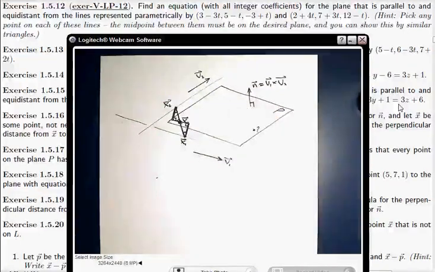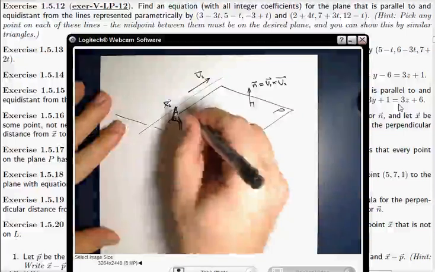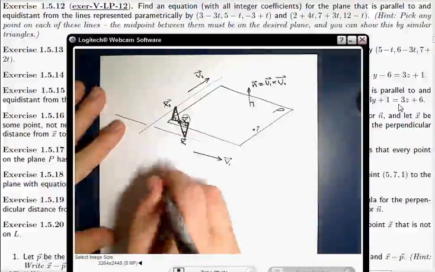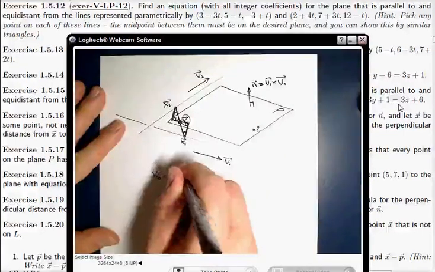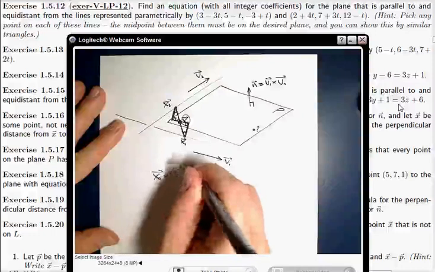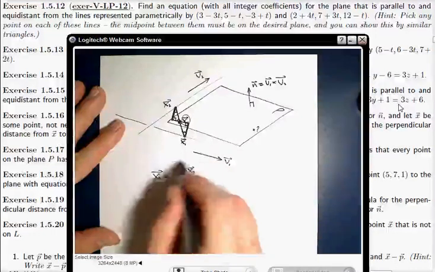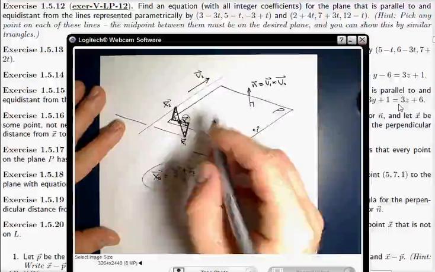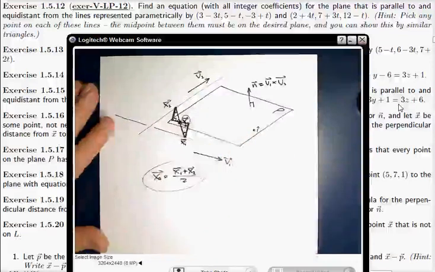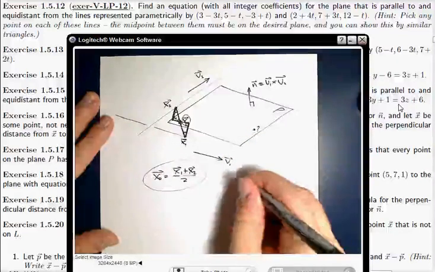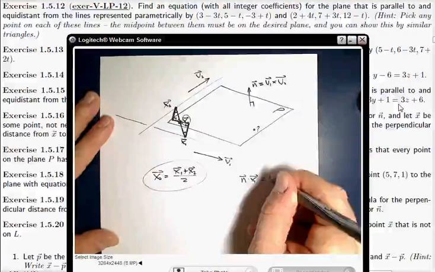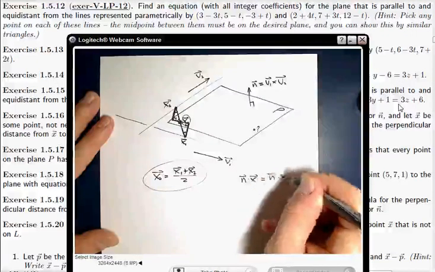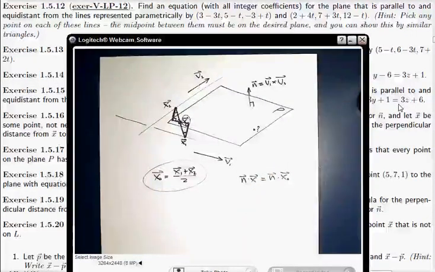So anyway, that's the argument that justifies that this works. But this formula x naught is just the average of x1 and x2. That gives you your x naught for the plane, and then it's just n dot x equals n dot x naught. Make sense? Questions, anybody?